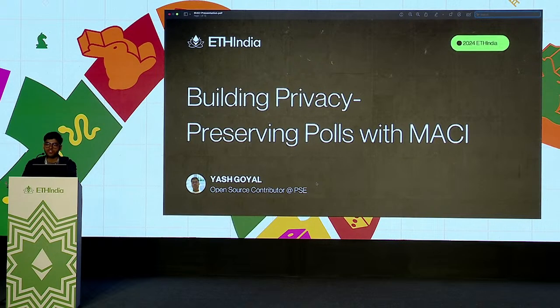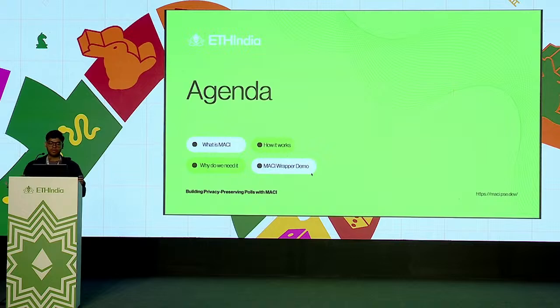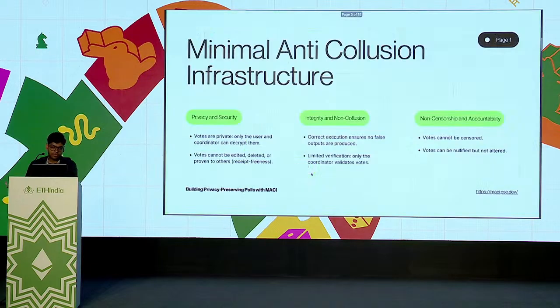Today this workshop is about building privacy preserving polls with Macy. The objective of this workshop is to understand what is Macy, how it works, why do we need Macy, and a quick demo on Macy Wrapper, which is a quick way of getting started with Macy. It includes our front end and the smart contracts.